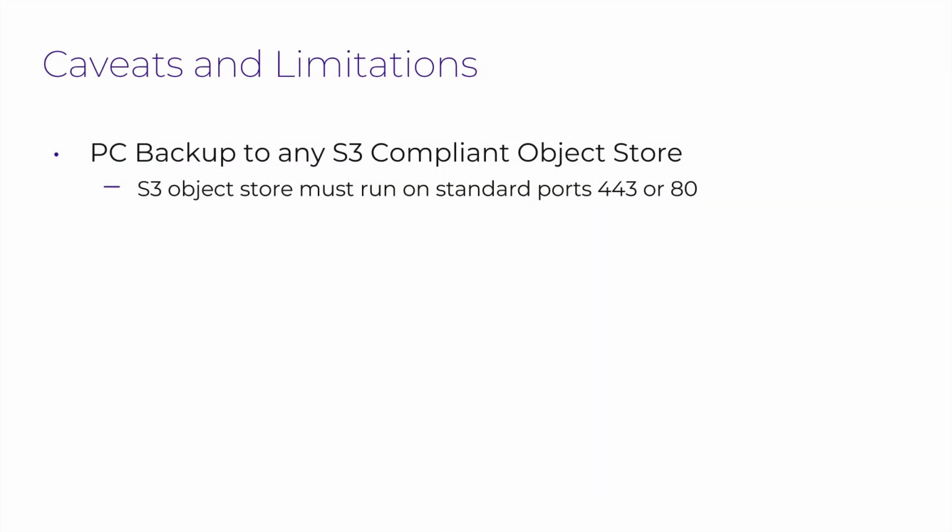As far as caveats and limitations for these features, the only current limitation I would like to highlight is when performing Prism Central backups using other S3 compliant object stores. The S3 object store must run on standard ports 443 or 80.